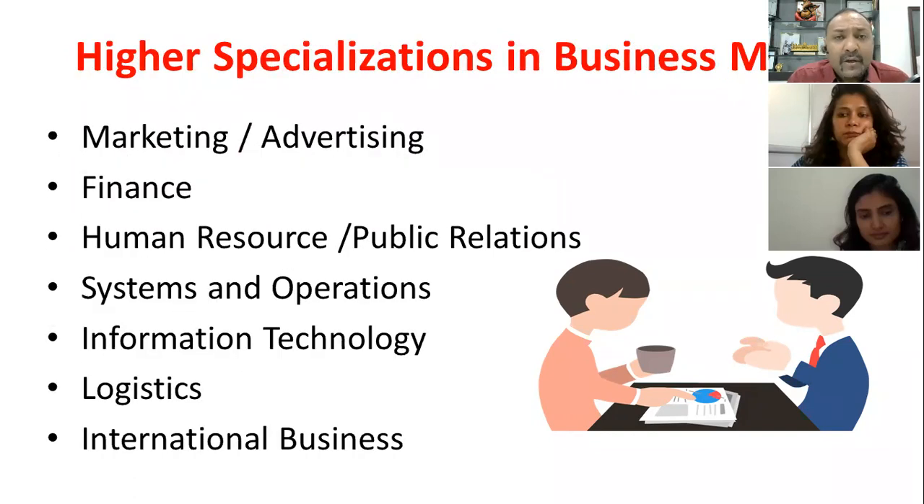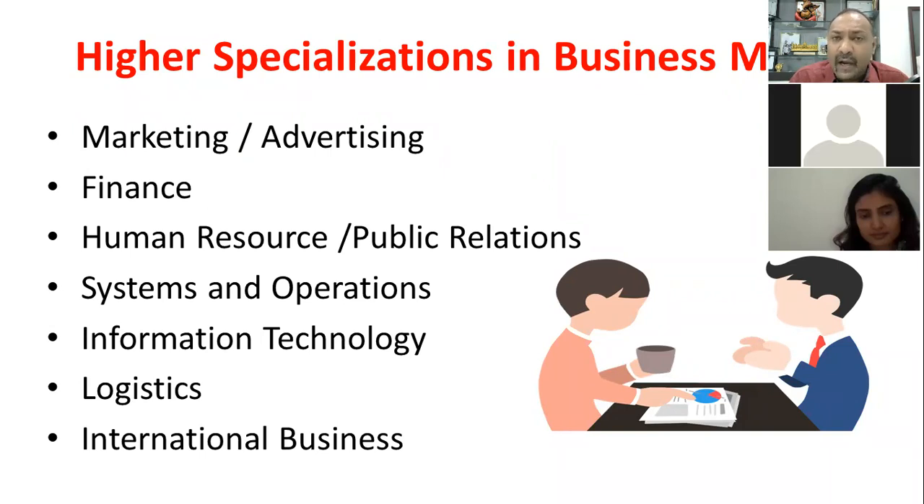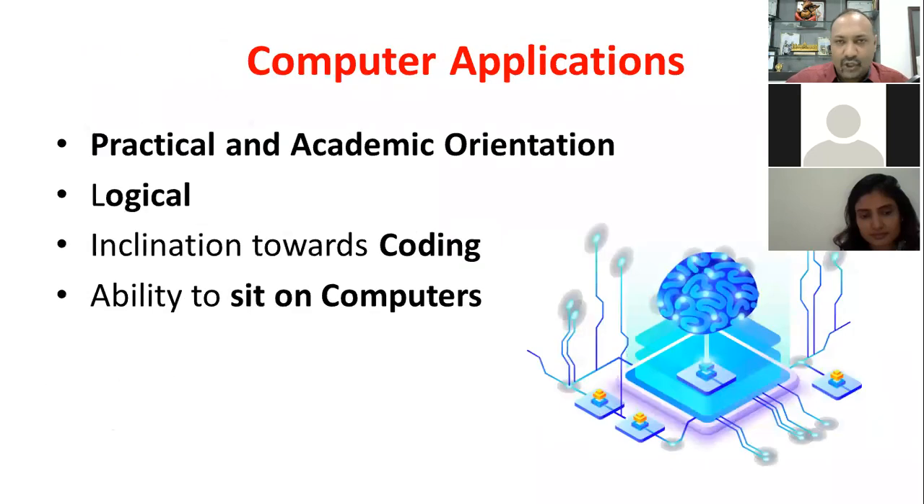In business management, one could specialize in multiple areas related to marketing, advertising, branding. You could go for finance, investment analysis. You could go for human resource management, public relations, industrial relations, international relations. One could specialize in systems and operations, information technology or computer sciences. You could go for logistics or maybe international marketing, international customer relationship management, international business, and so on.